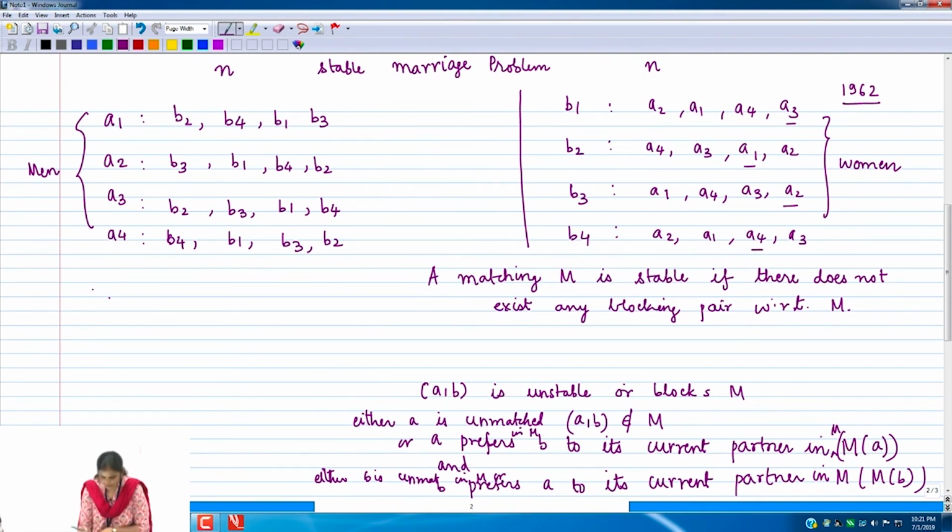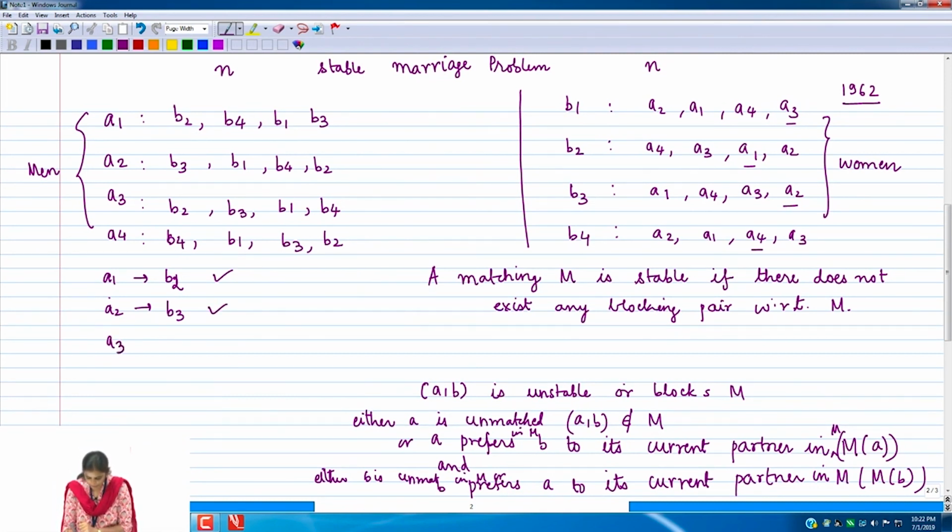So we will call this a sequence of proposals. A1 proposes to B2, which is the top choice in his preference list, and currently because B2 is unmatched, she is going to say yes, tentatively I will say that this is my current partner, right? So we'll use a tick to show that this proposal is accepted. Now A2 goes and proposes to the first person on the preference list, which is B3, and because B3 is also unmatched, to begin with all A's and B's are unmatched, this also goes through.